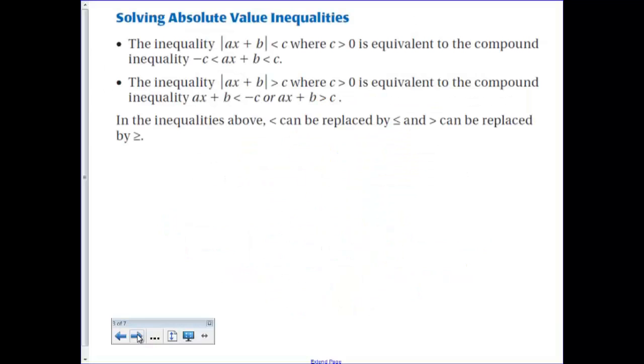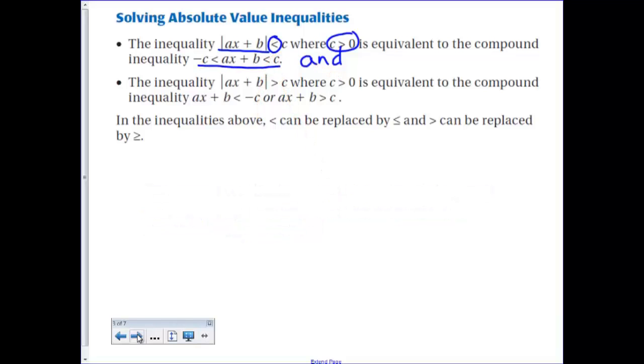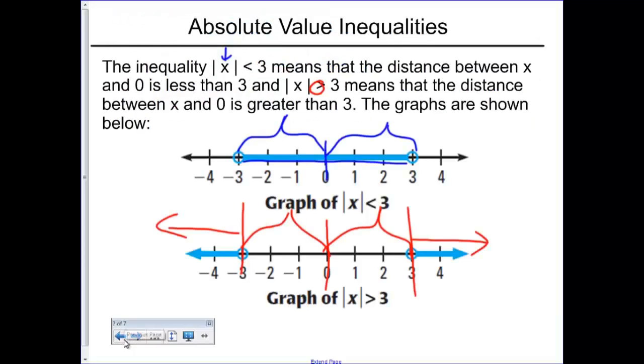Okay, so we'll take a look at solving absolute value inequalities. This is the general setup for an absolute value, and we have an absolute value that is less than c. You'll notice here that the inequality symbol is facing away from the absolute value sign. Anytime you have an inequality that faces away from the absolute value, we're talking about an AND scenario, and we're looking for the overlap. But c still has to be greater than 0. It's a compound inequality, and can be written like that, between. And that would be the example we had up here.